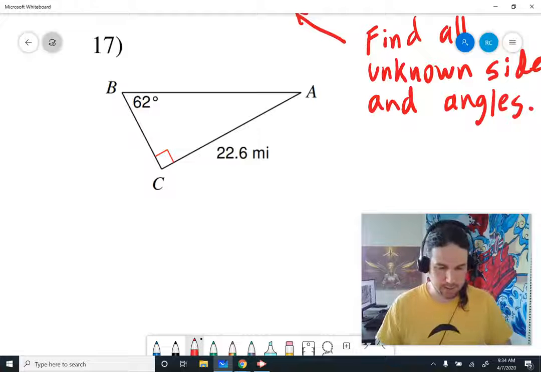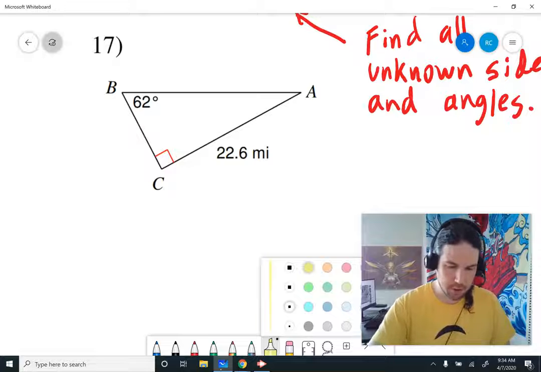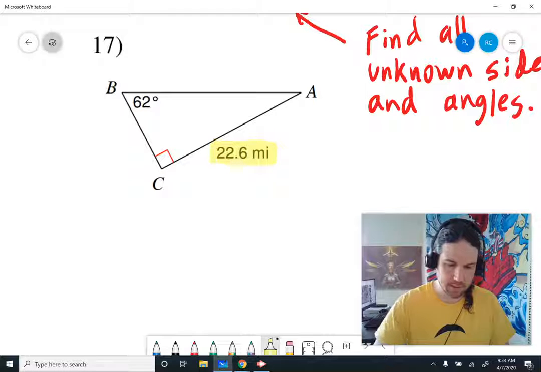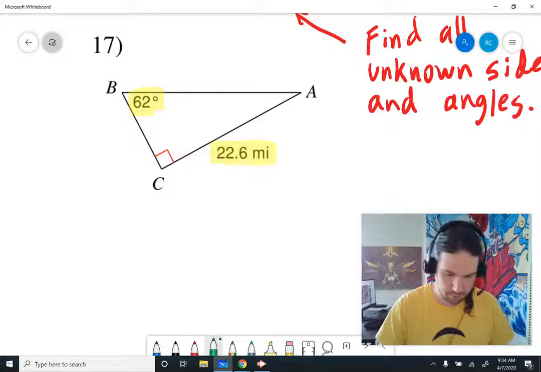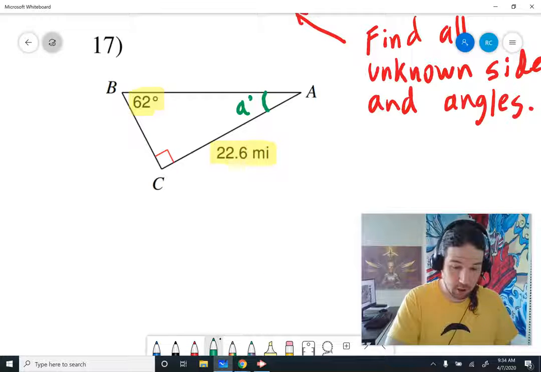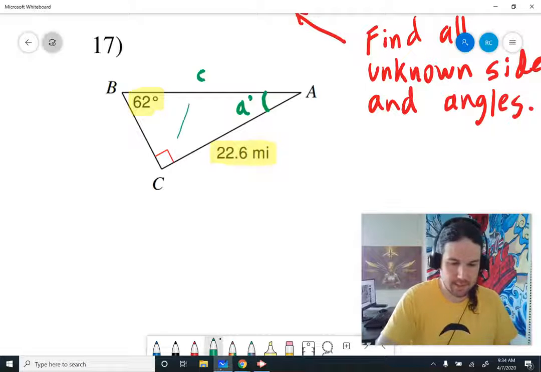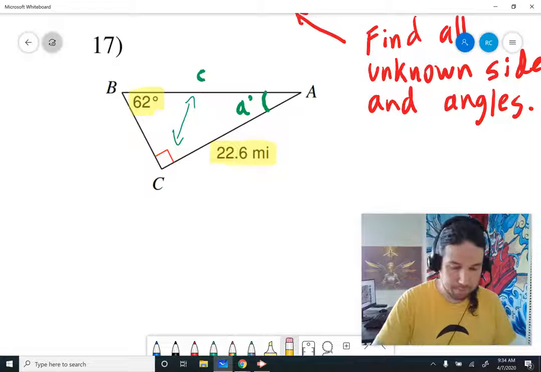So let's see. We've got this 22.6 miles, and we've got this 62 degrees. So what we're looking for, and I'm going to go ahead and mark them, we're looking for this angle. I'll call it A degrees. We're looking for the hypotenuse, which I'll call little c. That makes sense since it's across from big C, and we use C to indicate the hypotenuse anyway, right?